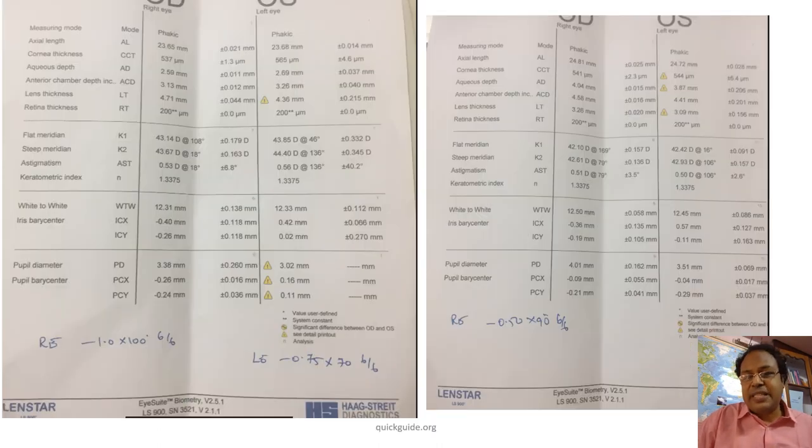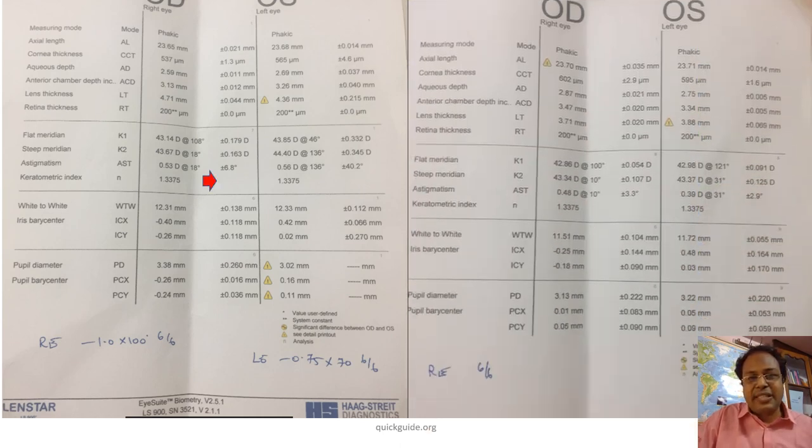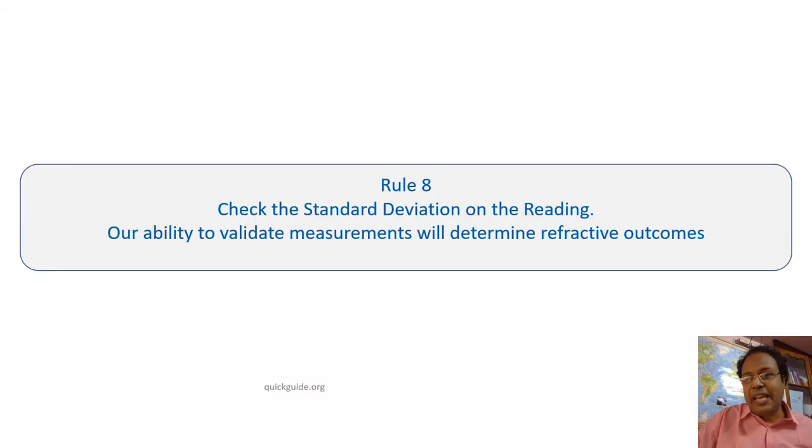So it's so important basically to understand the standard deviations. In this case, the standard deviation of the axis, you can see over here, is 6.8 degrees, very high. Again, the standard deviation here is 3.3 degrees. Standard deviation on the left over here is, my cursor is not working very well, over here it is 40.2 degrees. So you can well understand that it's important to see the standard deviations before we jump onto a toric lens. Otherwise, we can go into a refractive surprise, right? So rule 8 is basically: always check the standard deviations.